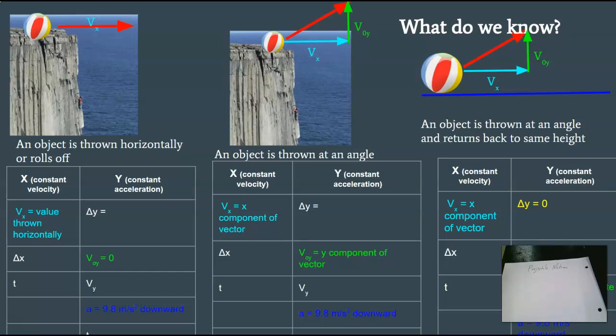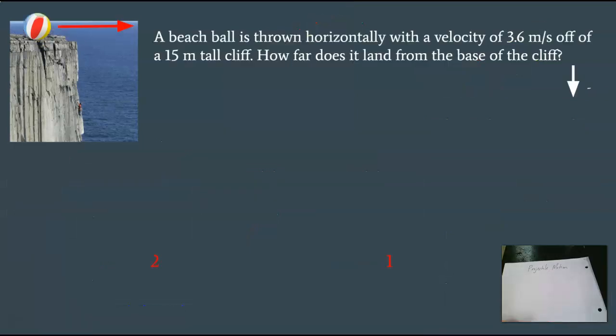It's very similar to if we were to drop an object, except now we're also moving in the x direction. We also know that acceleration is going to be 9.8 meters per second squared downward. And so we have a couple values that we can use right off the bat. So let's look at that. If I have a beach ball and it's thrown horizontally with a velocity of 3.6 meters per second off of a 15-meter tall cliff, how far does it land from the base of the cliff?